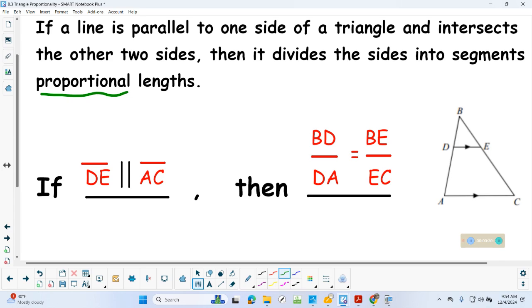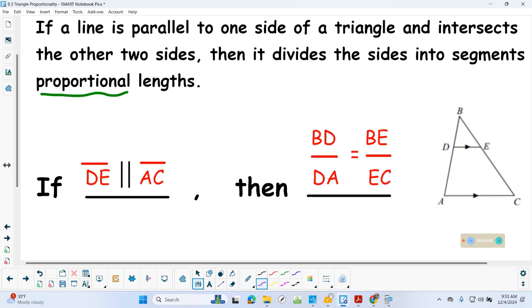So you are filling in the red. If DE is parallel to AC, which is what we have over here, okay? DE parallel, your triangles on there. Then you have those very lovely fractions, which we're going to take a look at. Let me give you a second to write.